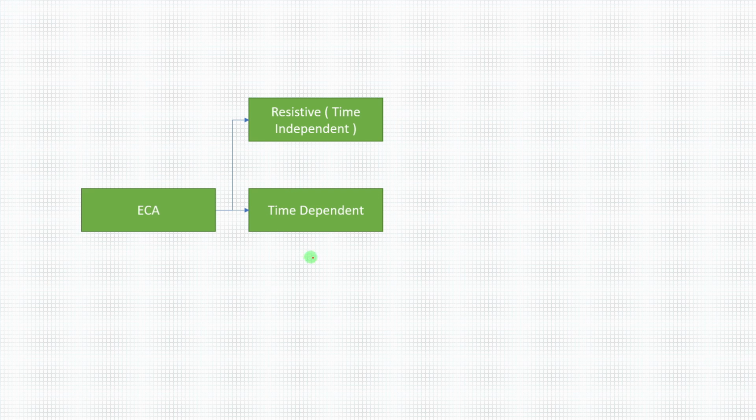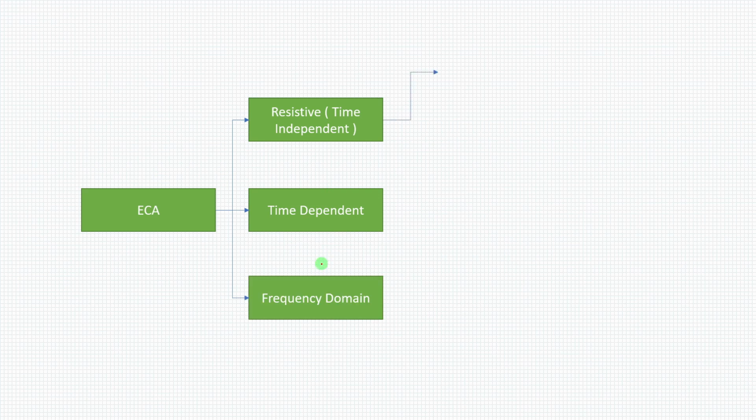Now, engineering circuit analysis in general as a subject, if you see, it can be divided into three important parts. One is the resistive or time independent. Then you have the time dependent analysis where we will have elements like inductors, capacitors, etc. And the third important area is the frequency domain.